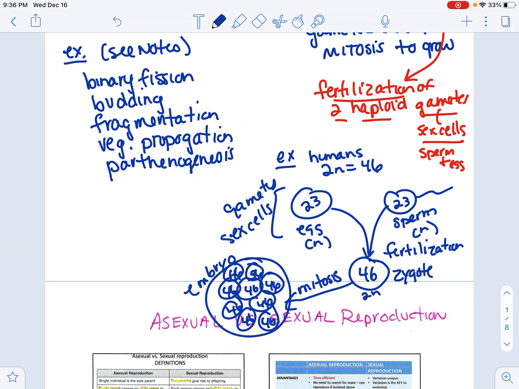We all, I think, understand that. The key here is that there's a fertilization event. Fertilization is when you go from haploid to diploid. So you have two haploid things that combine and you get diploid, which is 2n. And then once that zygote forms, we need mitosis to divide. Mitosis is creating identical cells with the identical chromosome number.